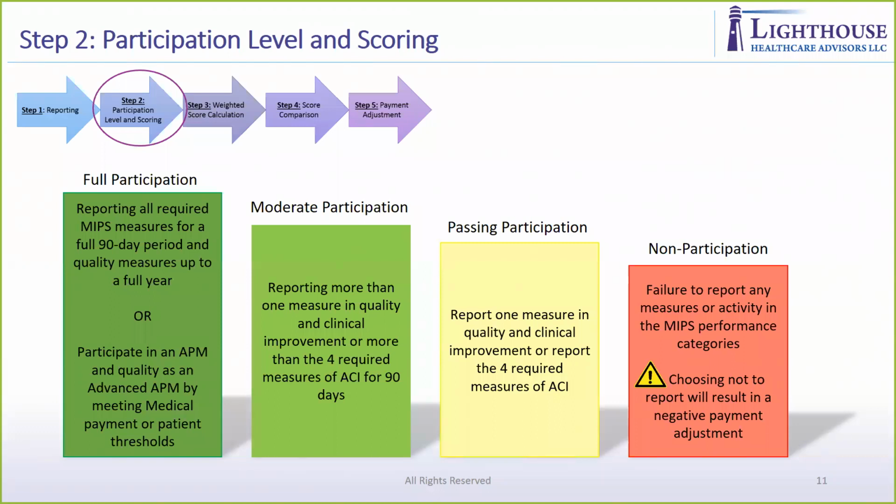Passing participation means that you report 1 measure in quality and clinical improvement, or report the 4 required measures of advancing care information. And then, of course, non-participation means that you fail to report any measures or activity in the MIPS performance categories. Hazard sign here, choosing not to report will absolutely result in a negative payment adjustment for your Medicare payments.